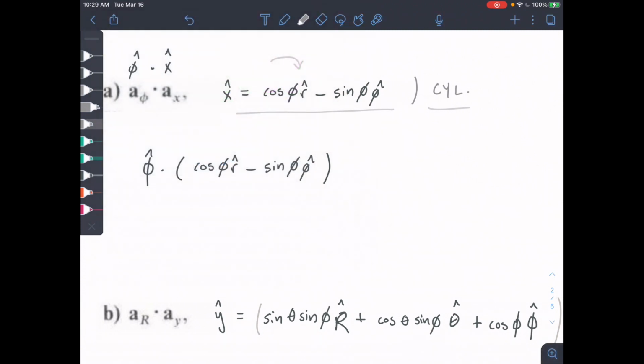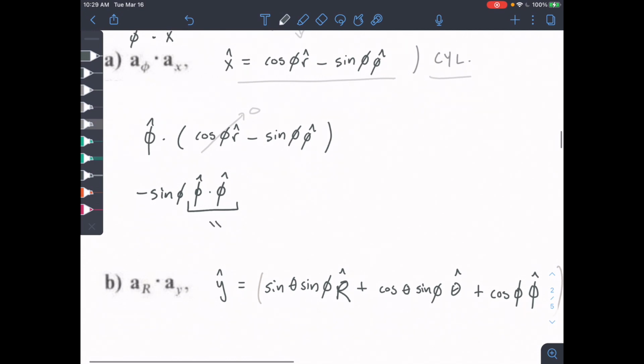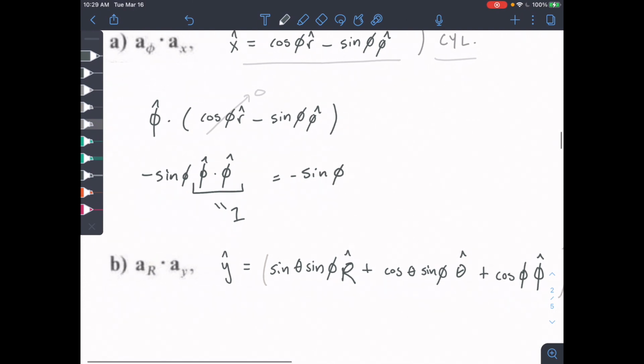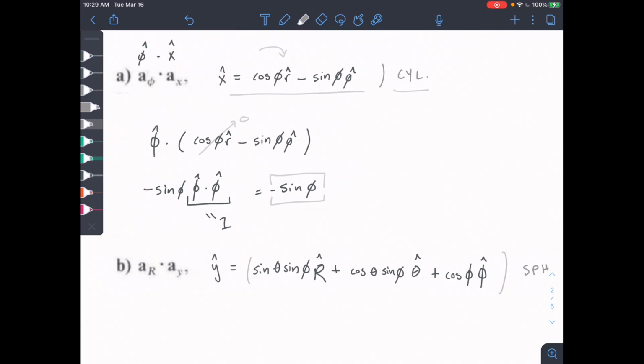0. Going to go to 0, and then we're going to end up with phi hat, negative sine of phi, and phi hat dot phi hat. They are two directional unit vectors dotted with each other, so that is equal to 1. So our answer is negative sine of phi. And dot products do not have a vector direction, so this is just a magnitude.